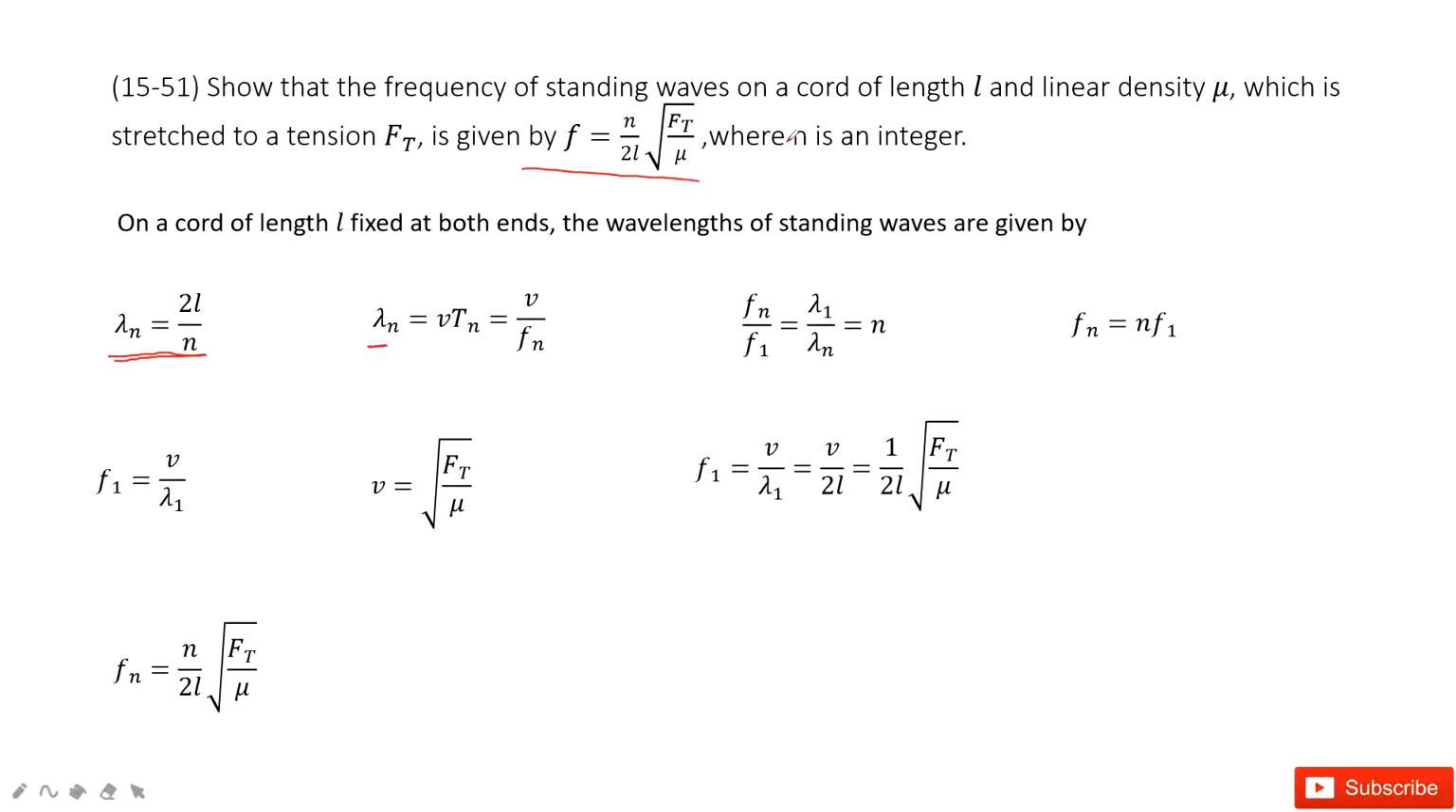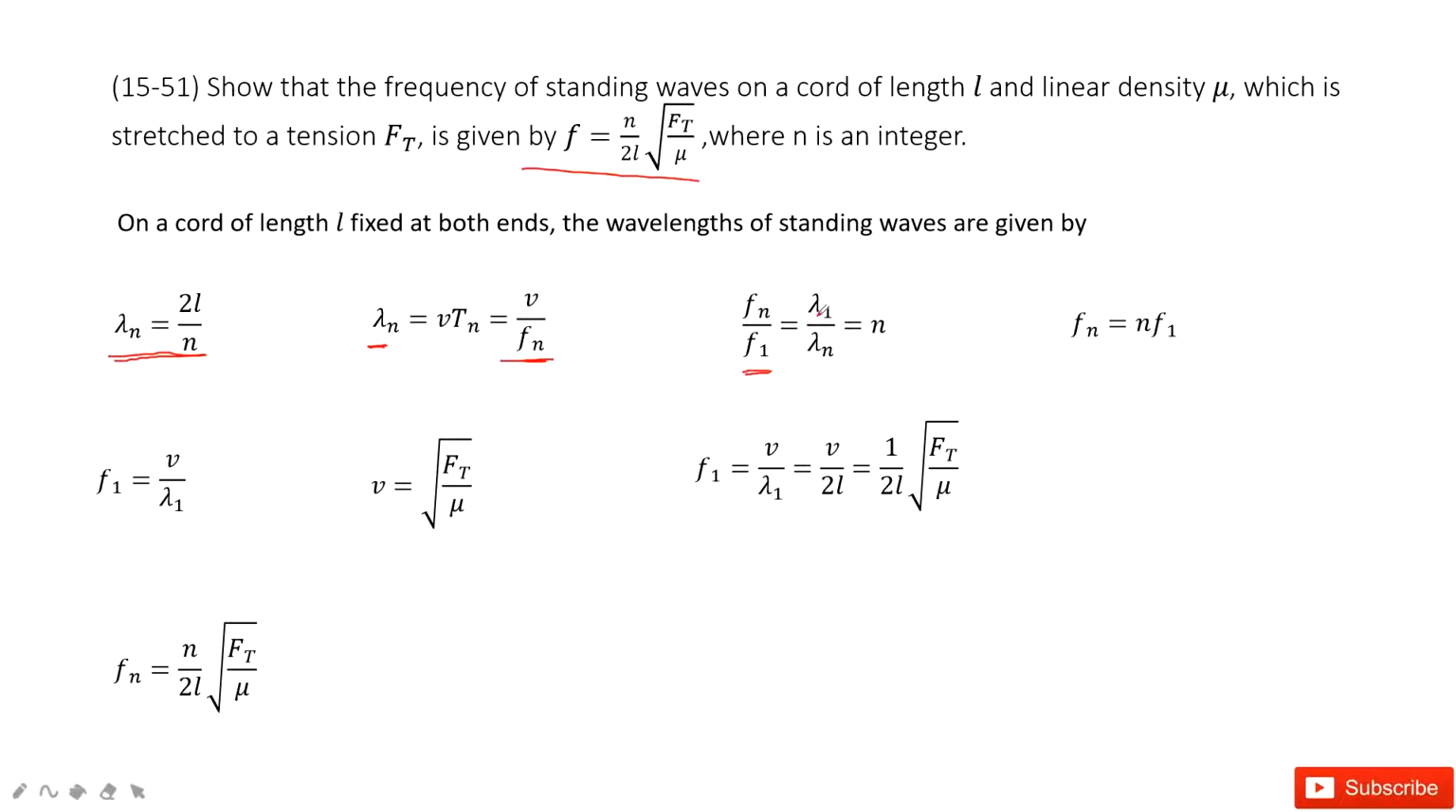Now we need to connect it with the fundamental wavelength, the fundamental frequency. Agree? So the fundamental frequency, how can we do that? We use Fn/F1 equals lambda 1 divided by lambda n, because from this equation we can get that velocity is constant, so lambda n is proportional to 1/Fn, right? So this one we can get this function.